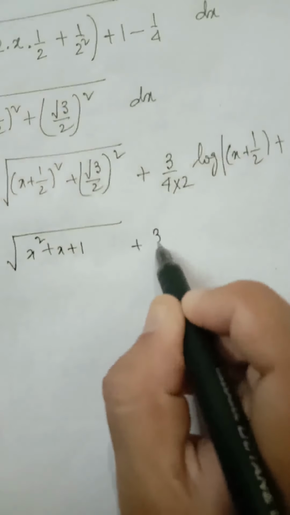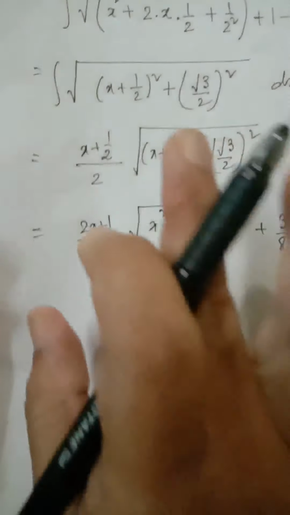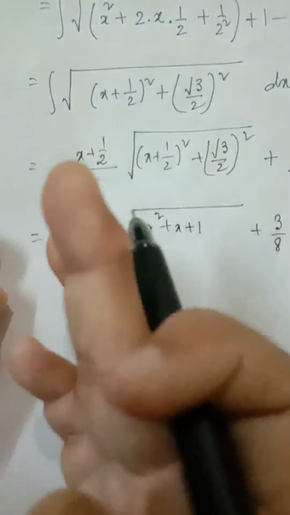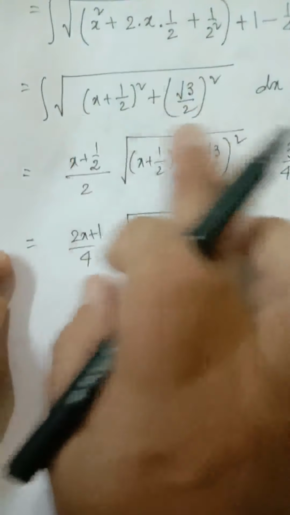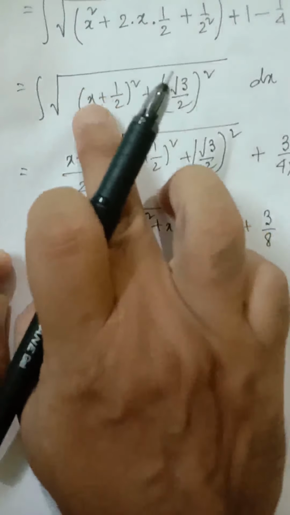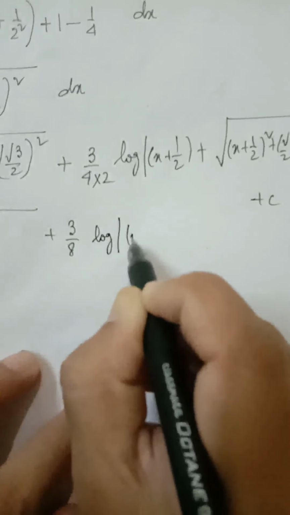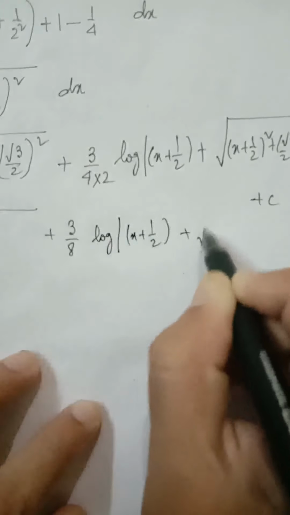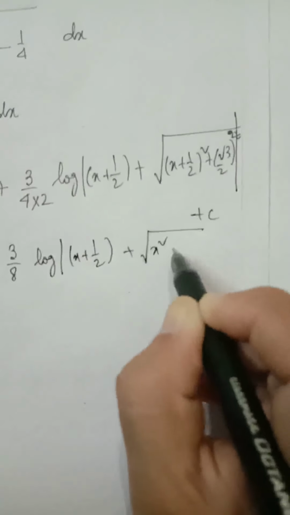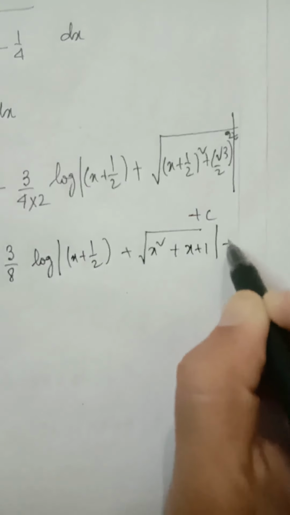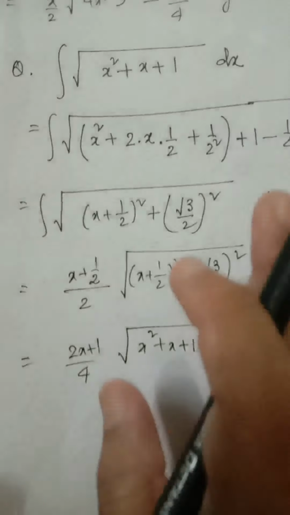So it will be x square plus x plus 1 plus 3 by 8. And remember one thing, here coefficient of x is 1, so if we divide the result by 1, the answer will be the same. So don't forget to divide the whole result by the coefficient of x, but here coefficient of x is 1, so no need to divide. 3 by 8 into log of x plus half plus root over x square plus x. If you simplify this, you will get x square plus x plus 1, plus c. So this is the answer of this integration.